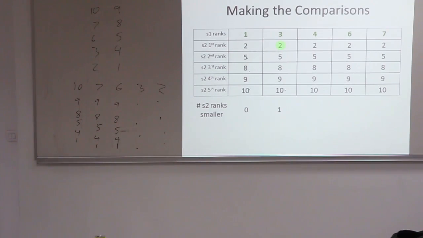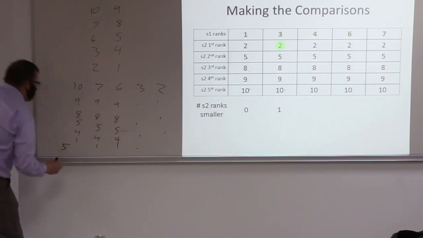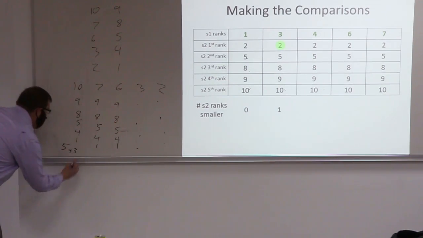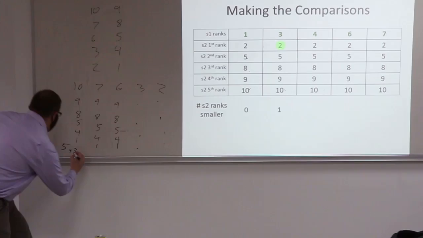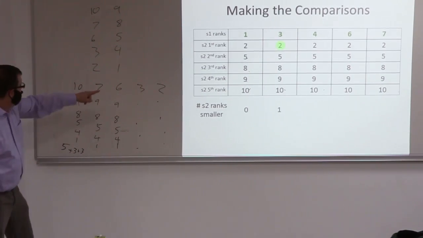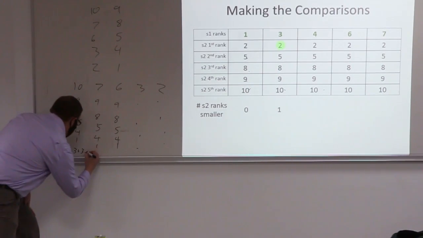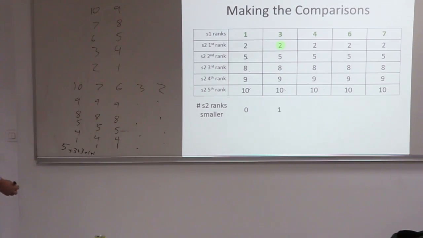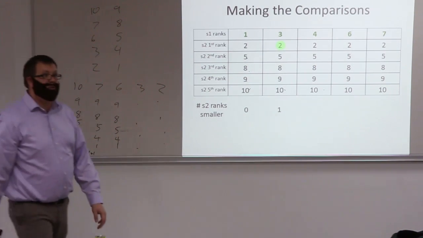Okay, how many are less than 10? 5, 5, 5, 5. How many are less than 7? 3. 5 plus 3, plus 3, plus 1. And this is equal to 13. Is that right? Yes, 13. Which is pretty close to 12.5.